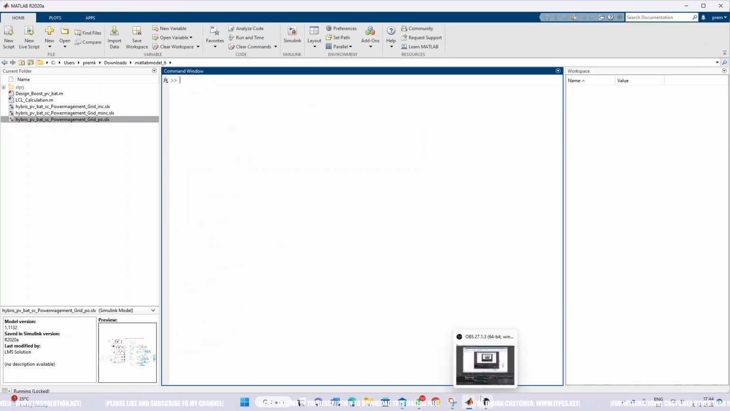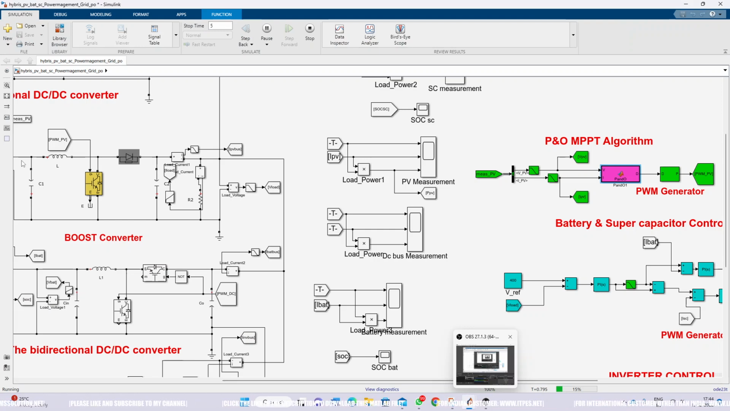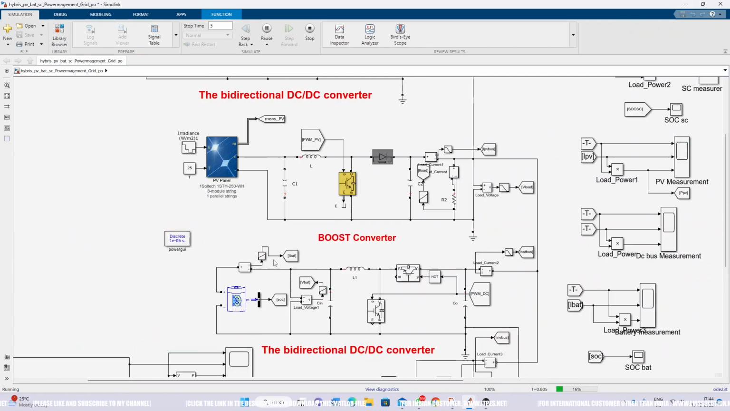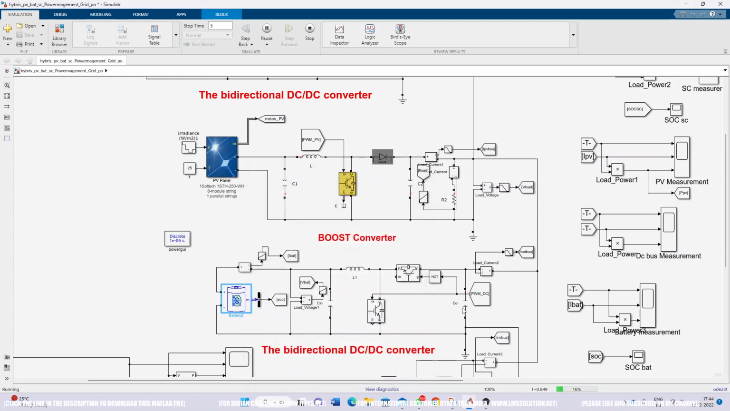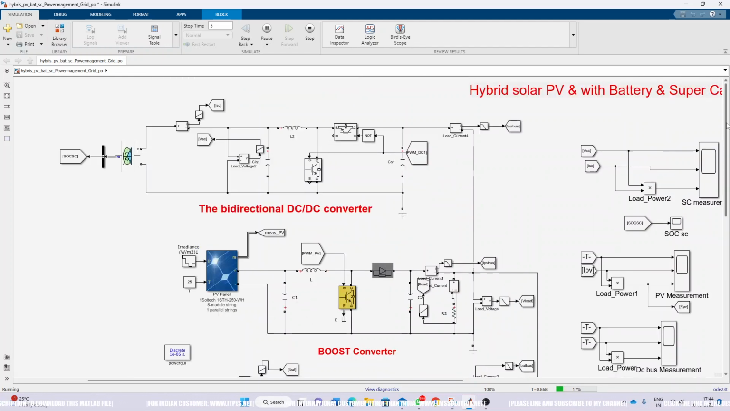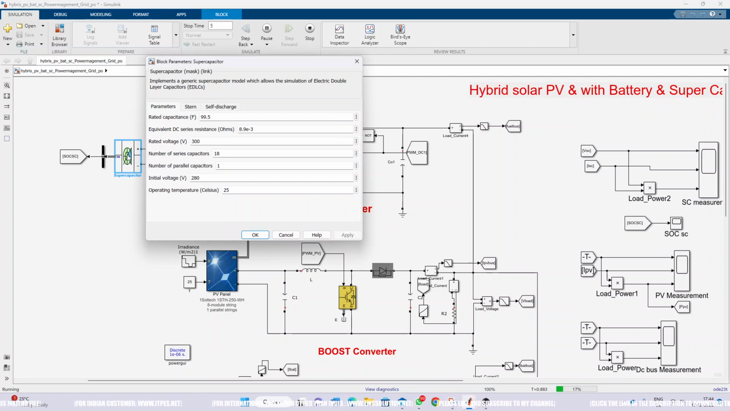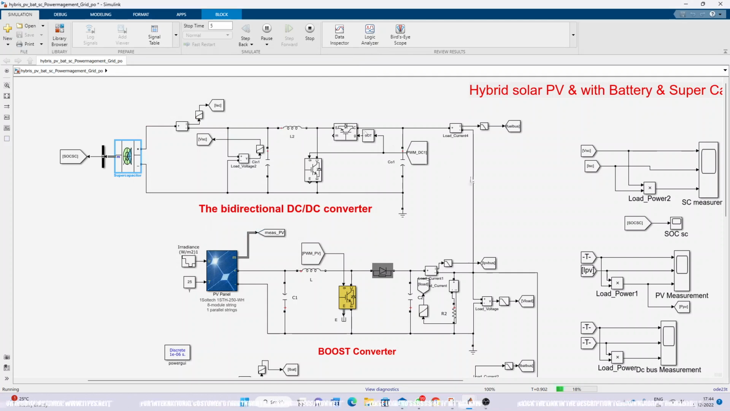Okay, and next we go with the battery. Here the battery will be 300 volt. We are using a 300 volt battery, 48 Ah. It's going to be connected to the DC bus via this bidirectional converter. Same here, you can see that we are using a supercapacitor. The supercapacitor voltage is 300 volt, and it is connected to the DC bus via this bidirectional converter.